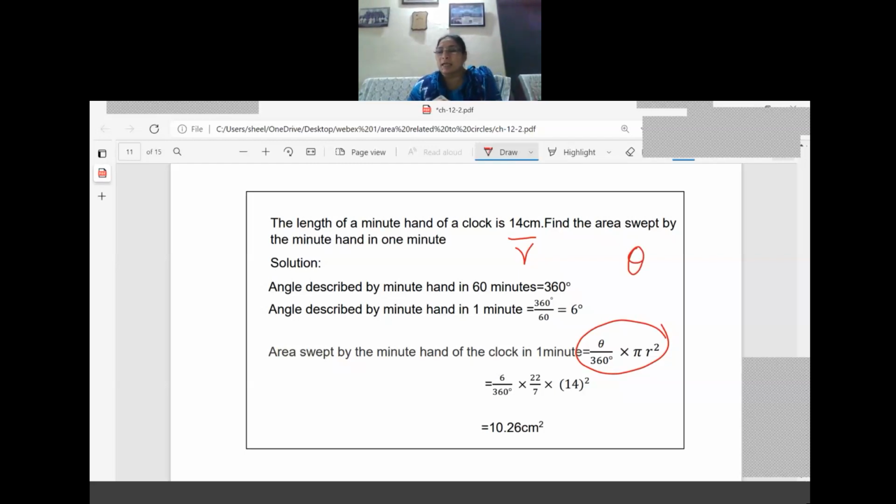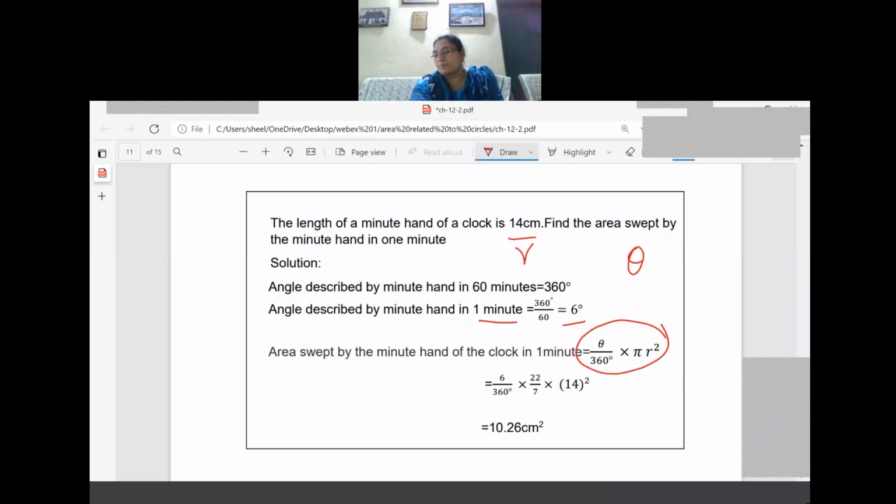So the angle described by the minute hand in 60 minutes equals 360. We already know that. In 60 minutes, it makes a complete revolution. That means the total angle will be 360 degree. So what is the calculation for us? For 1 minute, what is the central angle? It is 6 degree. So I think you got the idea.